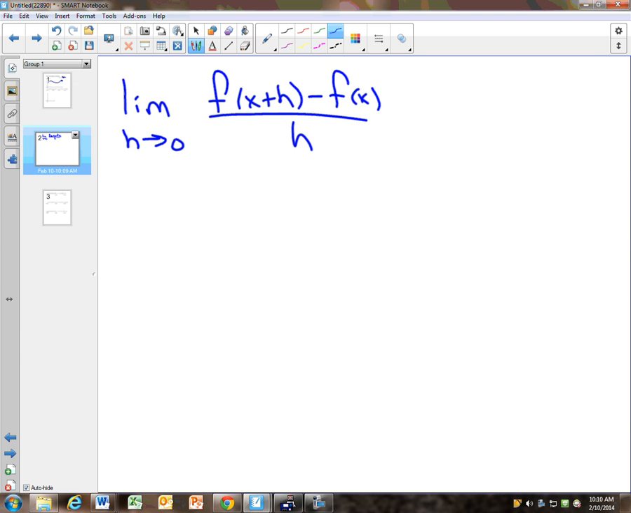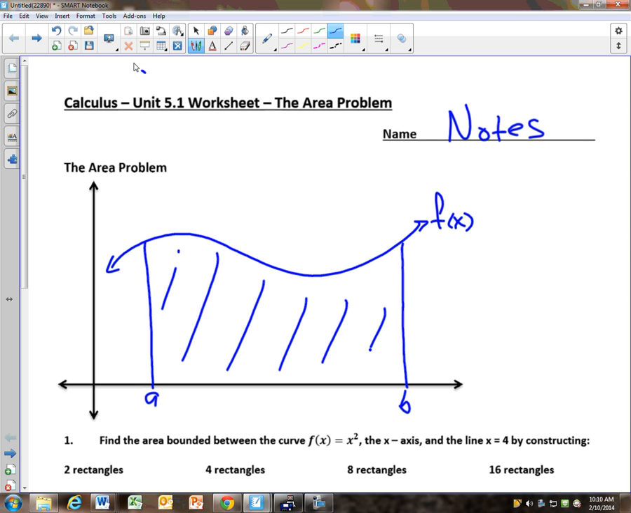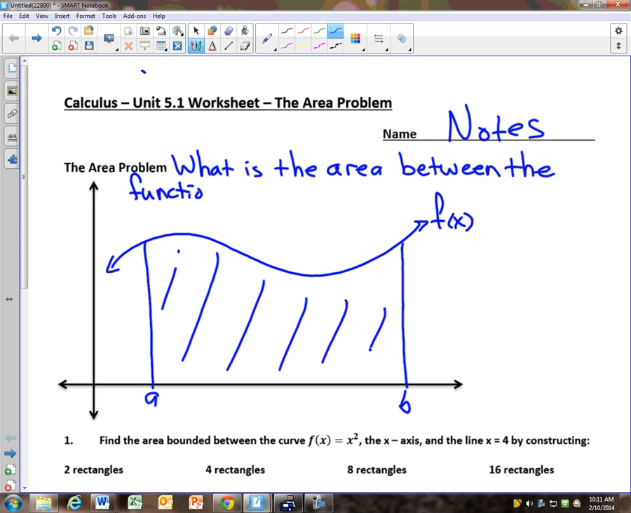We have this type of curve, and it's bounded by A and B. The question is, what is the area between the function and the x-axis bounded by A and B?